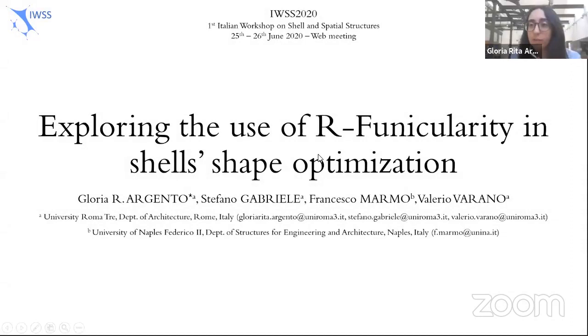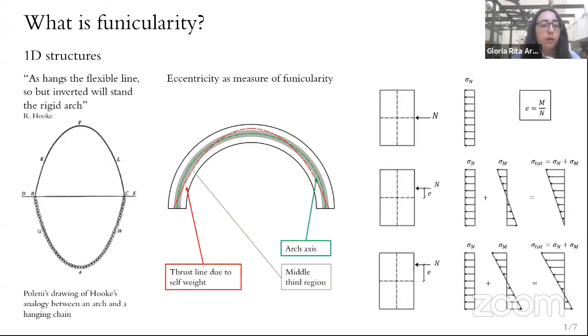Good afternoon to everyone. The work I'm going to show you is about the exploration of the use of R-Funicularity in shell shape optimization. A funicular structure is a structure that is able to carry external loads through axial forces only.